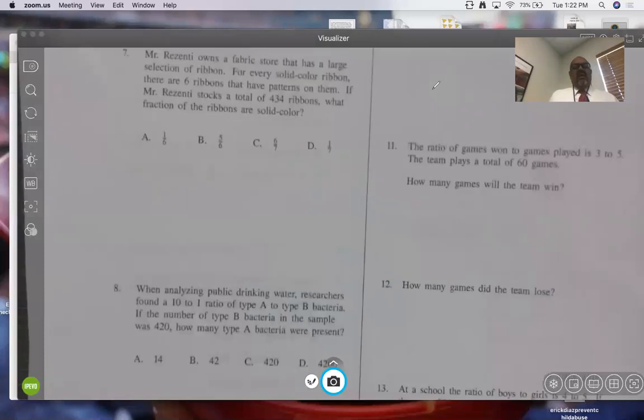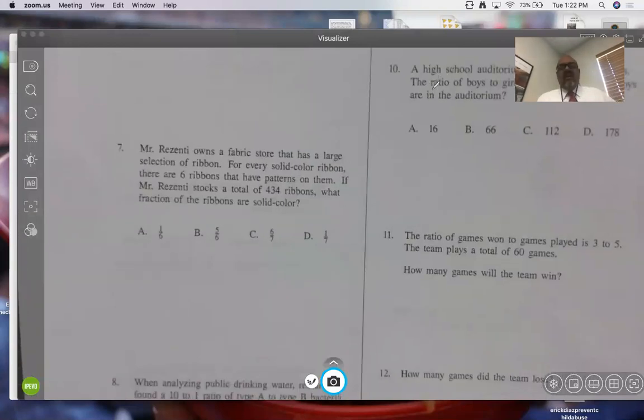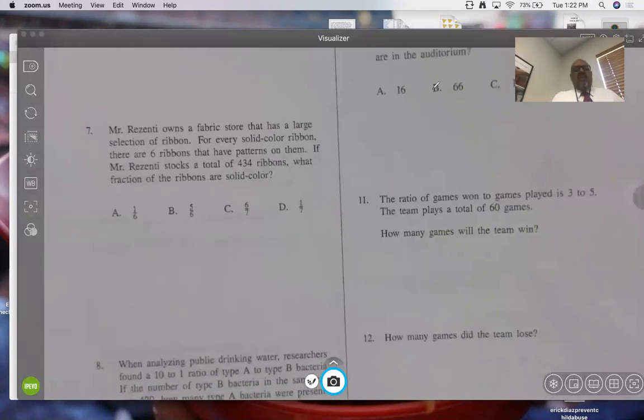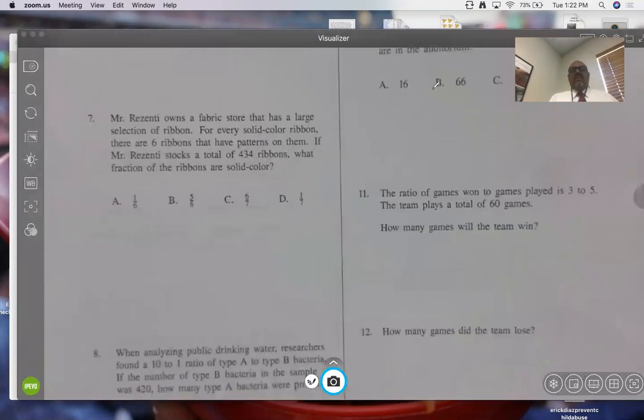Mrs. Rossetti owns a fabric store that has a large selection of ribbon. For every solid color ribbon, there are 6 ribbons that have patterns on them. If Mrs. Rossetti stocks a total of 434 ribbons, what fraction of ribbons are solid color? So this one we're going to do this way. You could tell they turned it into a fraction, but it's not that much trickier. First of all, let's do our ratio. Our ratio is 1 solid color ribbon for every 6 patterns.